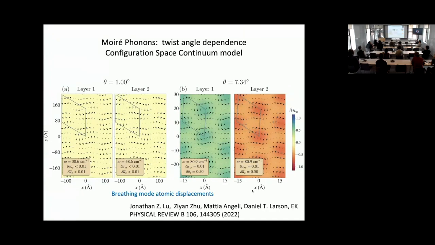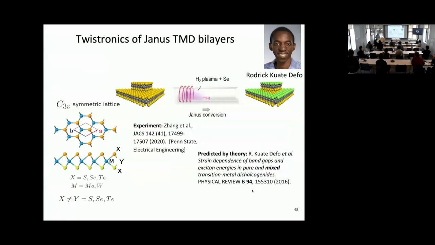Here's another set of issues that we've been working hard on. This is an idea that I'm quite fond of. This is the idea of Janus transition metal dichalcogenide bilayers. This work started with my student Roderick Quaid-Defoe. And the idea is that I showed you a few pictures of transition metal dichalcogenides. These have a metal layer in the middle and chalcogen atoms on either side. And our idea was to take the middle layer of metal atoms and put different chalcogen atoms on the two sides. And the experiments realized this a few years after we predicted it.